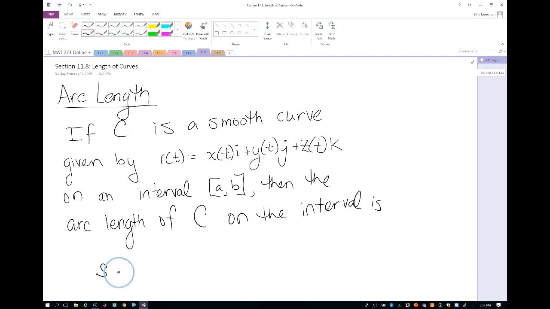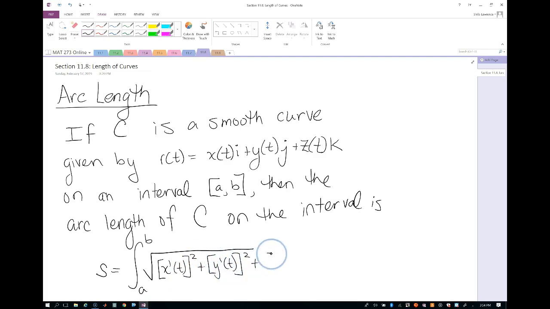So arc length is very commonly represented by a lowercase s. We're going to have the integral from a to b because we need a specific starting and ending point to find the length for. Our integrand is the square root of x prime of t squared plus y prime of t squared plus z prime of t squared dt.